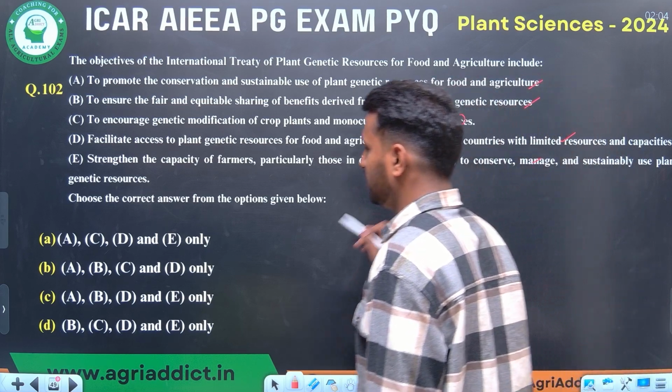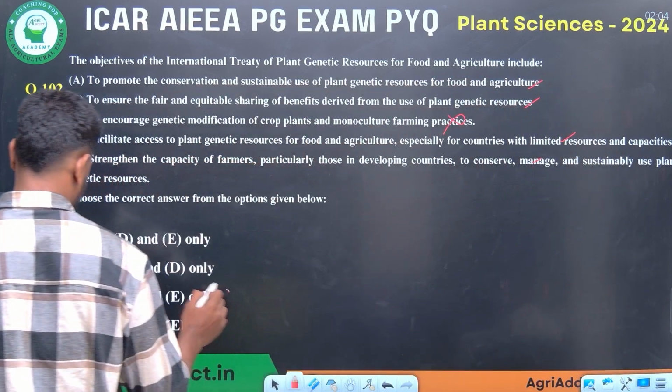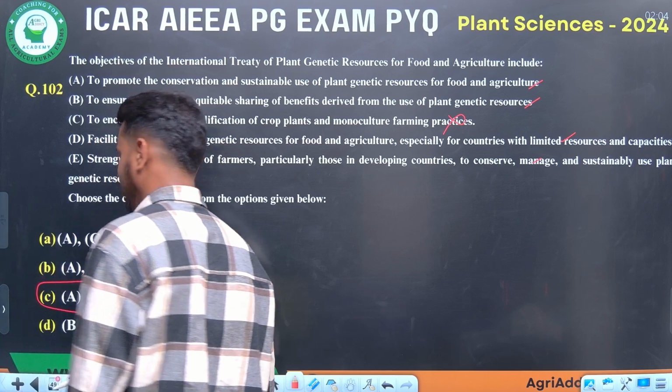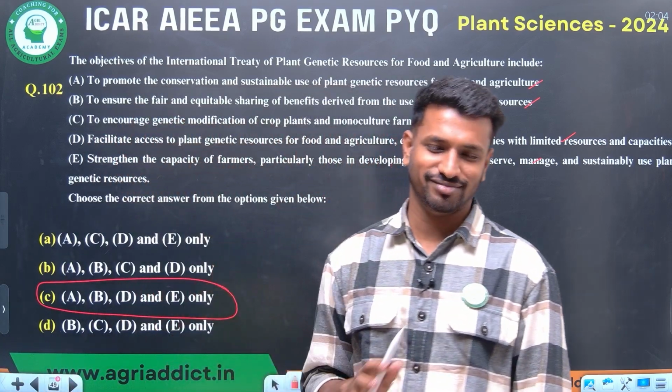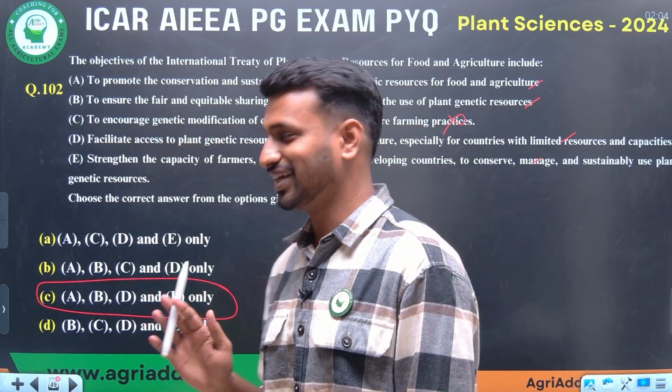So apart from C, all of this is true. So the answer is A, B, D, E. Such questions, as I told you, you have to apply common sense. That's it, nothing more.